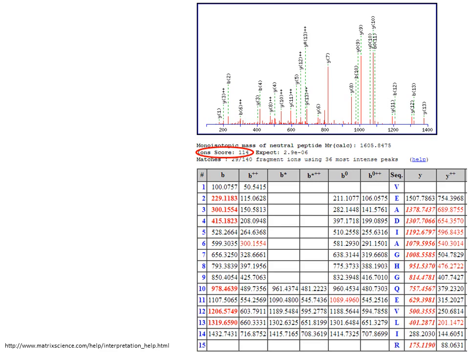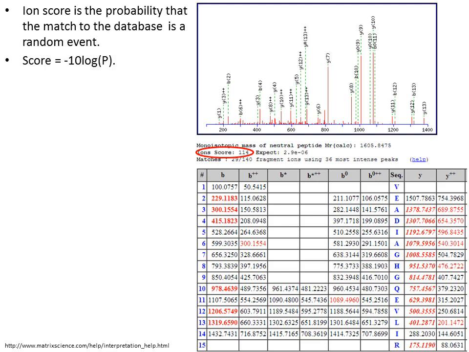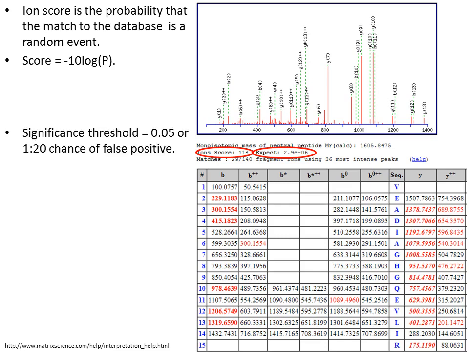The algorithm also calculates an expectation value that is analogous to a p-value, where a value of 0.05 means that the match has a 1 in 20 chance of being incorrect. So the lower the number, the more likely the match is correct. The scores also depend on the numbers of candidates being considered within the error tolerance, or the search space.